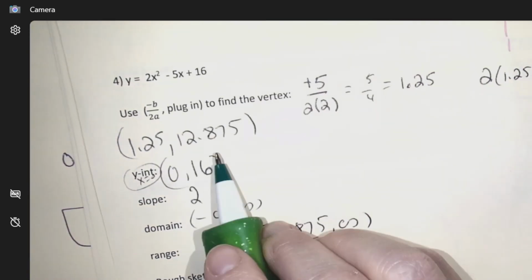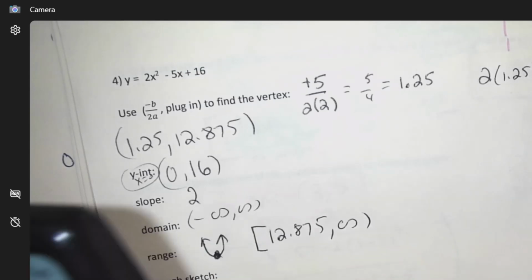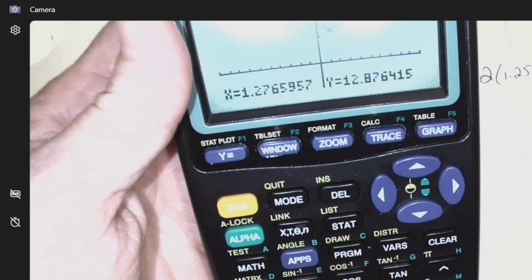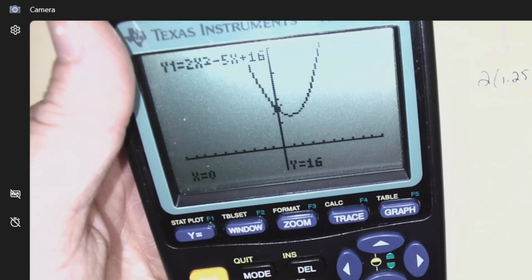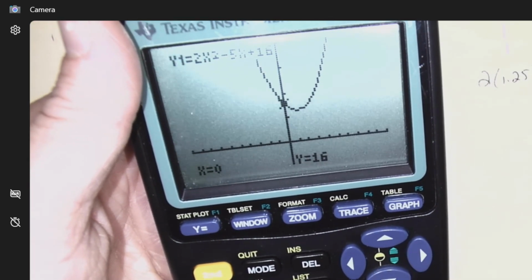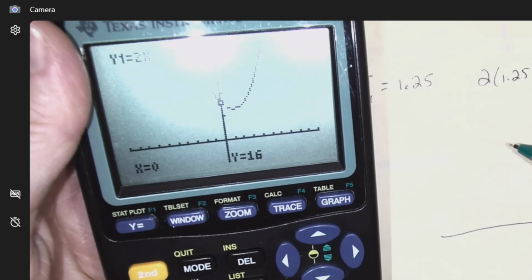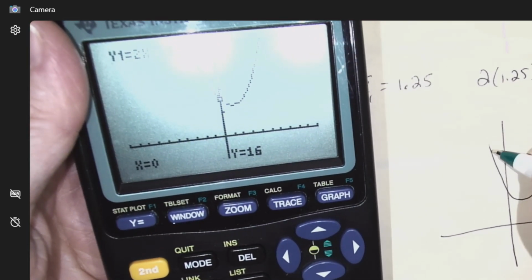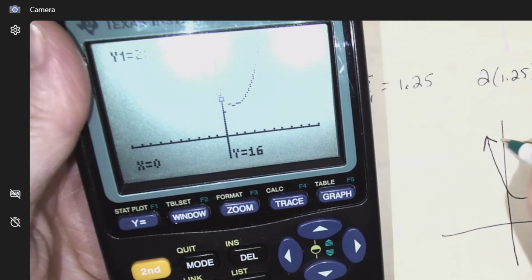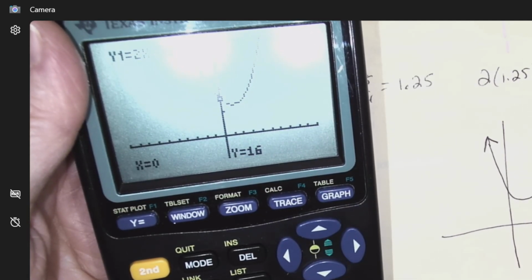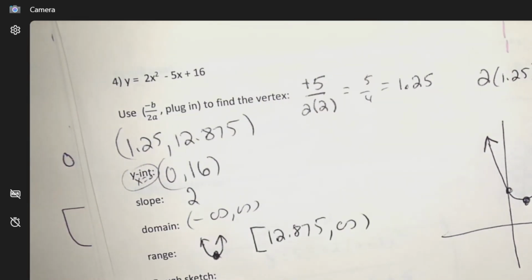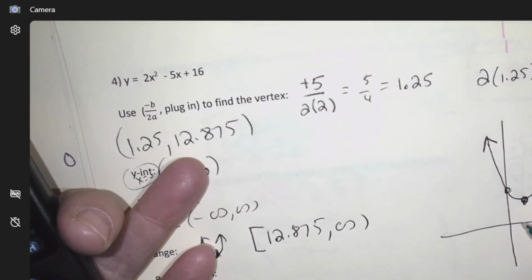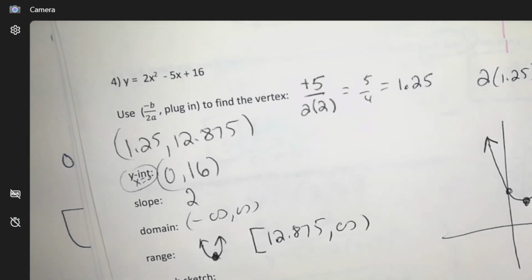Okay, so that matches. And what is the y-intercept when x is 0? So I'm going to go trace, and then I'm going to say go to 0, and there's my coordinate, 0, 16. Nope. Brendan had one of these. See, now I'm not letting you use it. So that's graphing.